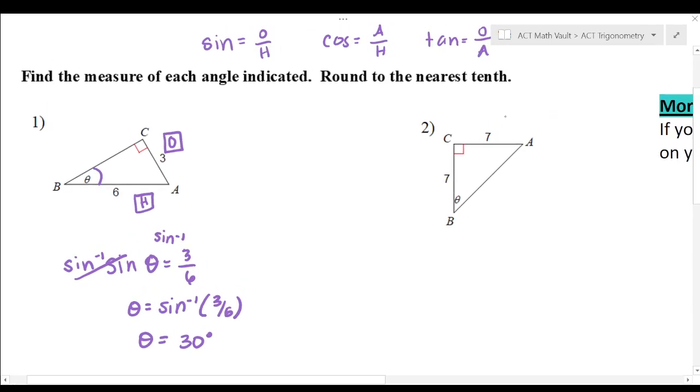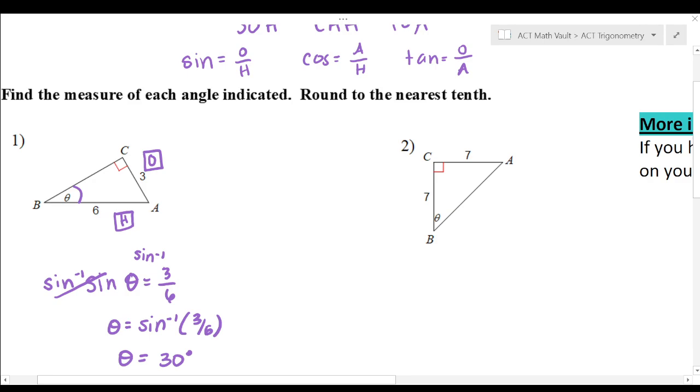Let's label our O, A, and H. That's how I always do these trig problems. Across from the theta is the O. Next to the theta is the adjacent. Adjacent means next to. And so we have an O and an A. So tangent something equals 7 over 7.